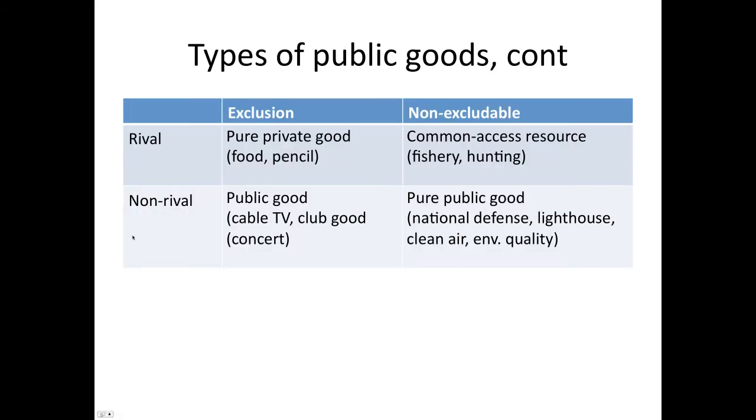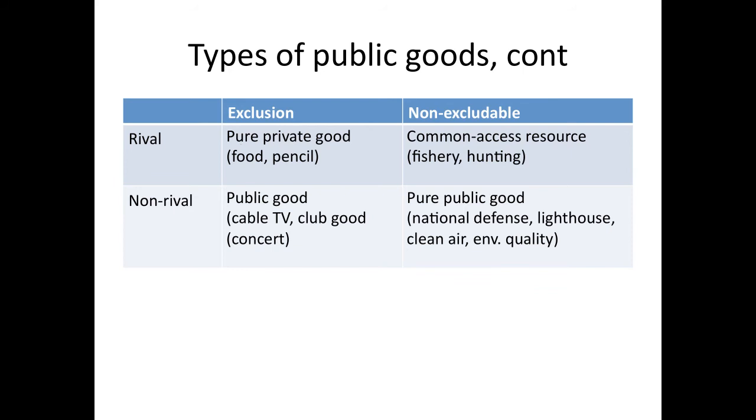So in this table, we've got 2 rows. One row shows goods that are rival in consumption, and one shows goods that are non-rival in consumption. We also have 2 columns, one for goods that can be excluded, and one for goods that cannot be excluded. If we have a good that is excludable and rival in consumption, then we have a pure private good. These are goods that you might go out and buy and use yourself, and yet you can prevent others from using, such as food or a pencil.